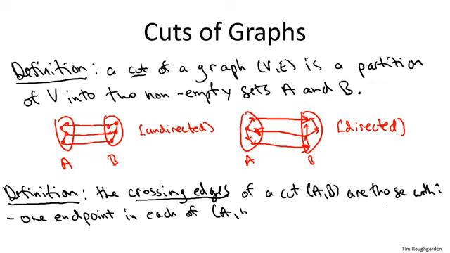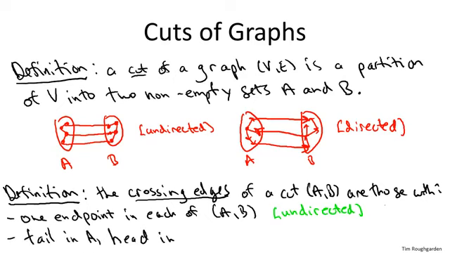Now in the directed case, there are a number of reasonable definitions you could propose about which edges cross the cut. Typically, and in this course, we're going to focus on the case where we only think about edges that cross the cut from the left to the right, and we ignore edges which cross from the right to the left. That is, the edges that cross the cut are those with tail in A and head in B.